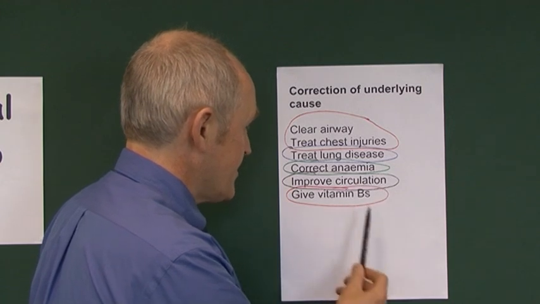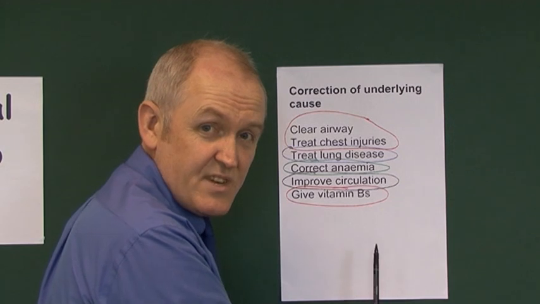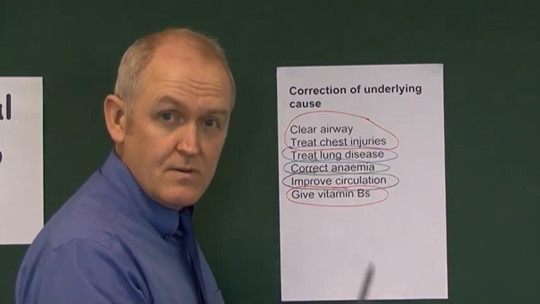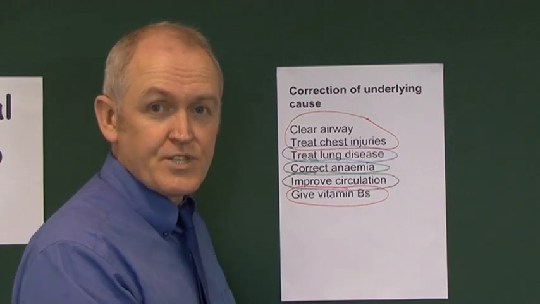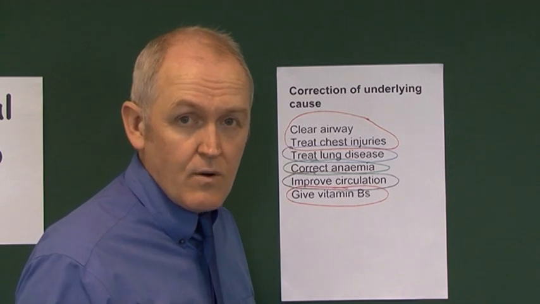Do they have a histotic hypoxia? Fairly rare, but it does occur. Do we need to give them vitamin Bs? Whatever it is to treat the histotic hypoxia. Work out what's causing it, and if it's possible, treat the underlying cause, and then of course, because you've treated the underlying cause, the hypoxia will go away.